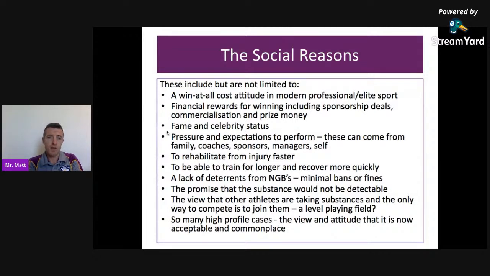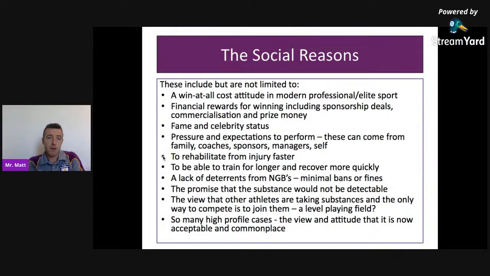They may do it for fame and celebrity status. I just mentioned that. Financial reward. So we've got different types. There's money that can be gained from success: sponsorship deals and commercialization, and also prize money.